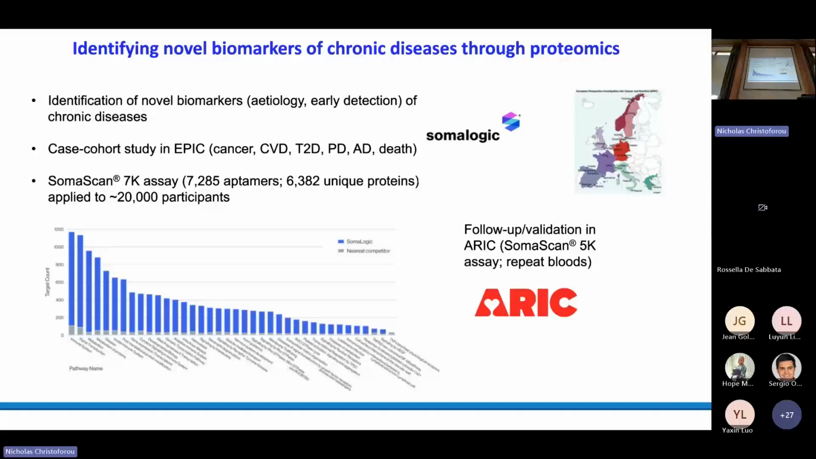We applied the 7K assay to around 20,000 EPIC participants. And then we also have a collaboration with the ARIC cohort in the US, where they also have SomaScan 5K data on the whole cohort. So this has been serving as something of a validation cohort for us within the study.